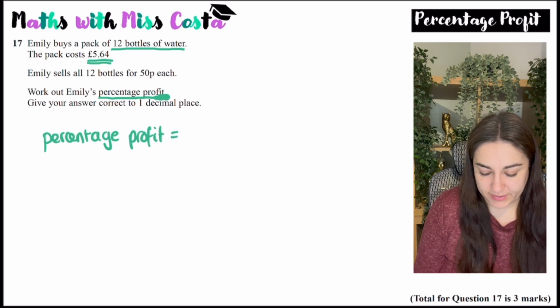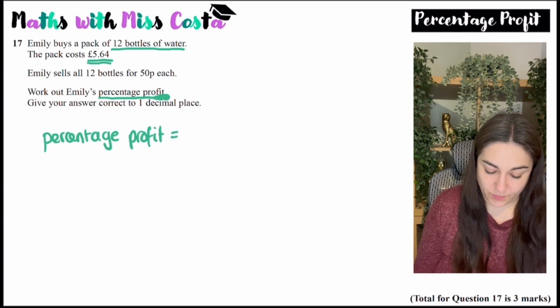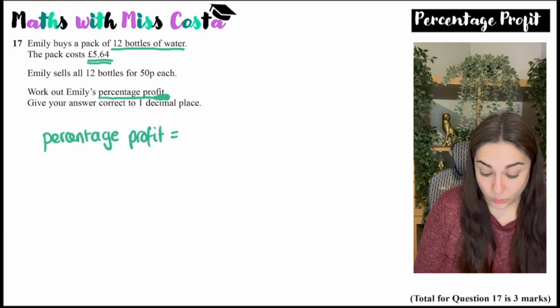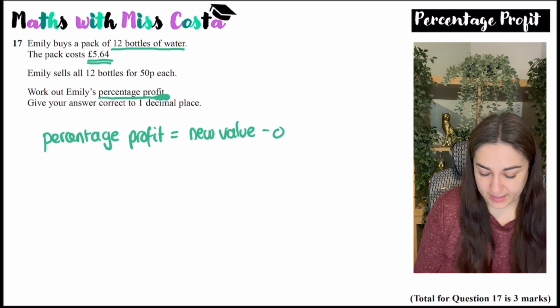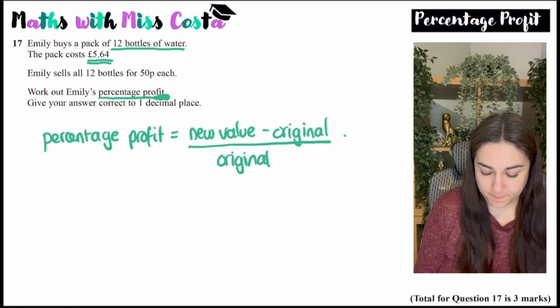To work out the percentage profit, you're working out the difference between your new value, take away your original, you divide that by your original amount, and you times it by 100.